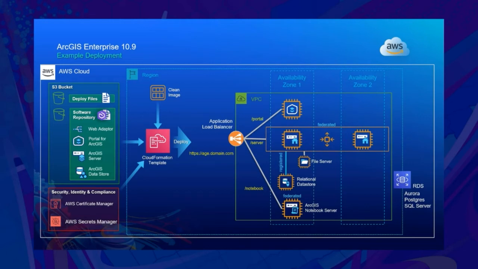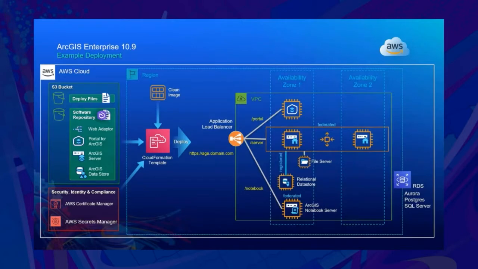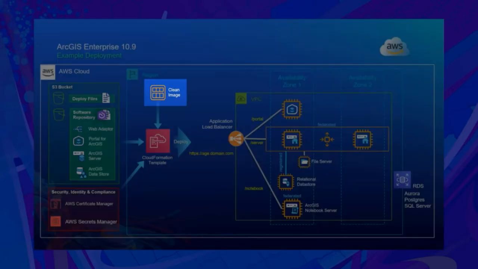And as before, we will still leverage the AWS Certificate Manager for attaching CA certificates to the load balancers. However, with 10.9, you can now take advantage of using the AWS Secrets Manager. So no more transferring passwords as plain text in the templates. You can now use the secrets ARN value instead. The rebuilt CloudFormation template also allows you to bring your own clean image, or if you choose, you can use the default image in the template.